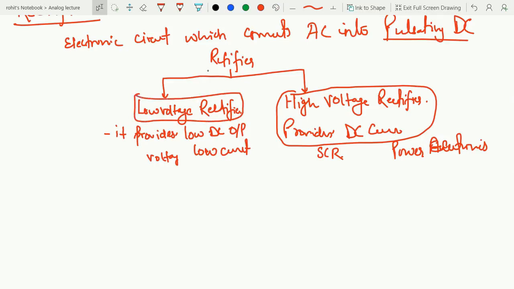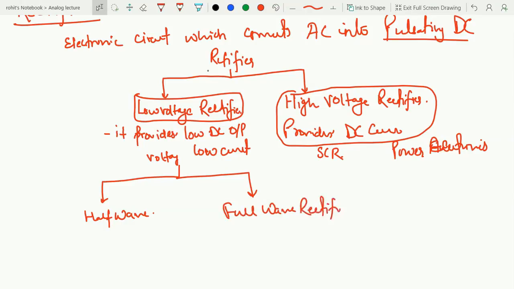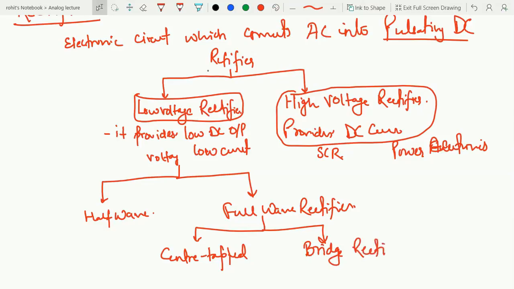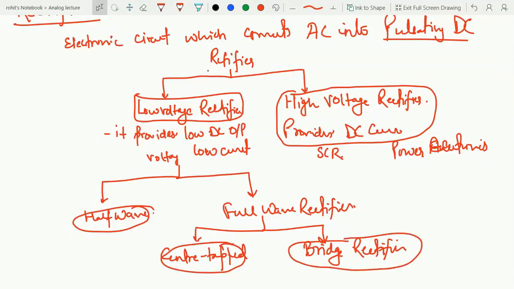This is further classified into half wave rectifier and full wave rectifiers, and full wave rectifiers are further classified into two: center tapped and bridge rectifiers. So we'll study half wave rectifiers, center tapped rectifiers, and then bridge rectifiers one by one. Now let's start with half wave rectifiers.